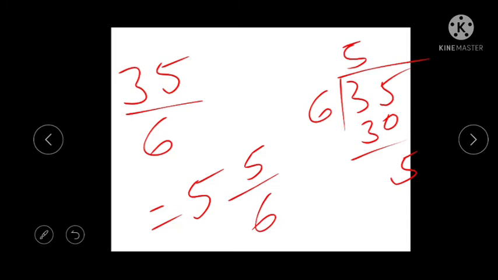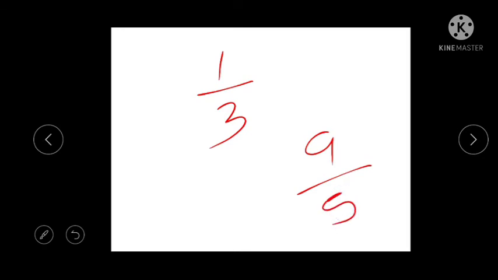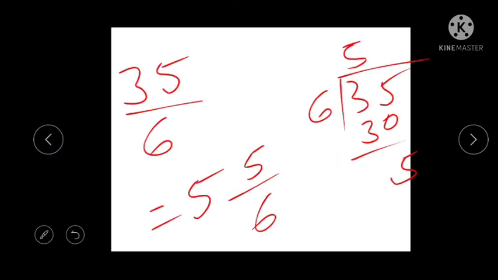So now we learned about fractions. Fractions can be converted into proper fractions and improper fractions. In proper fractions, the numerator is smaller than the denominator, and in improper fractions, the numerator is greater than the denominator. Then we learned how to convert improper fractions into mixed fractions.